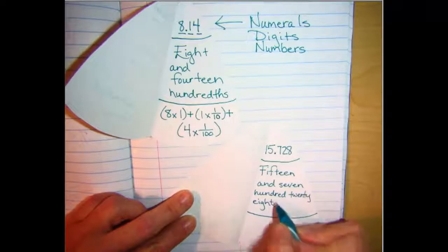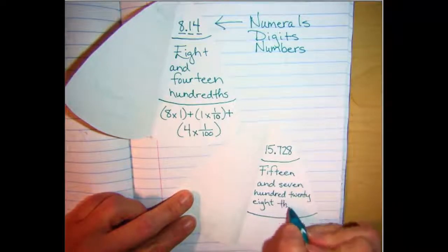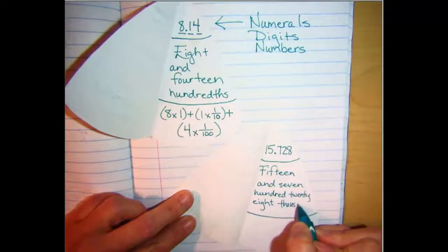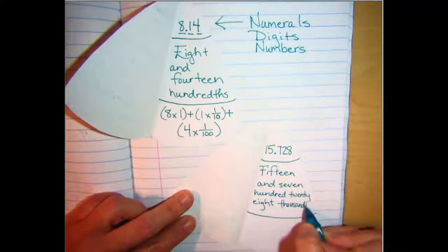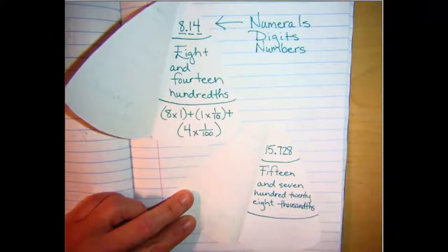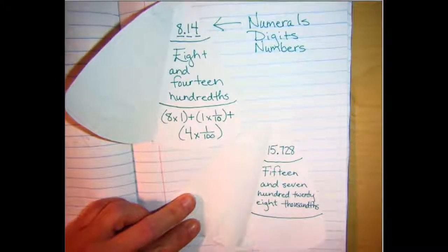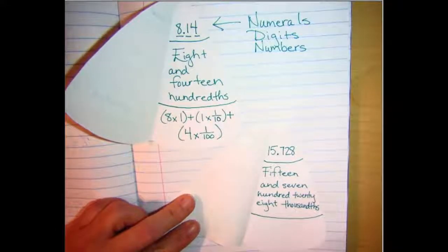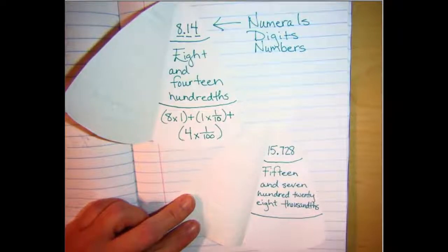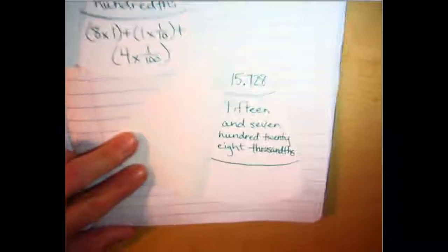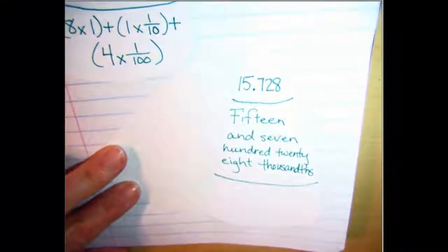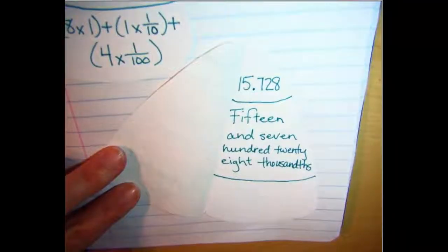Aren't you glad we have numbers? Thousandths. I write thousand and then add a THS. I've seen some interesting spellings of that. So I've got 15 and 728 thousandths. Now I'm going to practice doing the expanded form with that number out to the thousandths, but I'm going to use decimals instead of fractions this time.